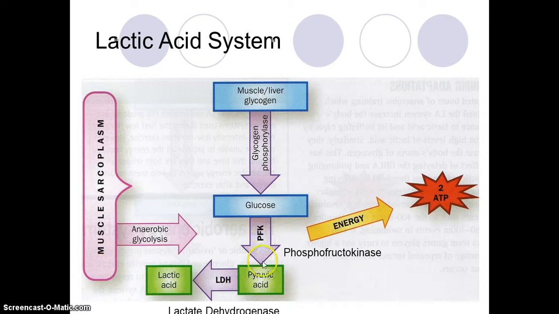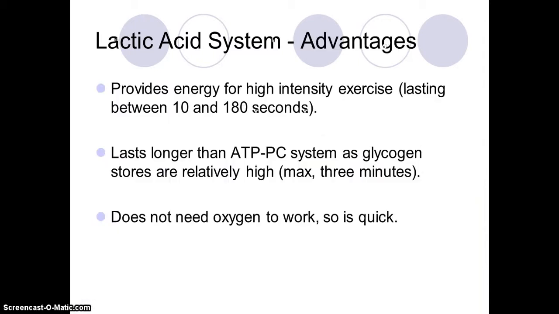Phosphofructokinase is the enzyme here that breaks down glucose, and then we get 2 moles of ATP from that, being energy. The byproduct there is pyruvic acid. We use lactate dehydrogenase as the enzyme that turns it into lactic acid so we can store it. You want to be looking at 1.6 on page 12 to see that diagram as well, if this video is going a little bit quick for you.